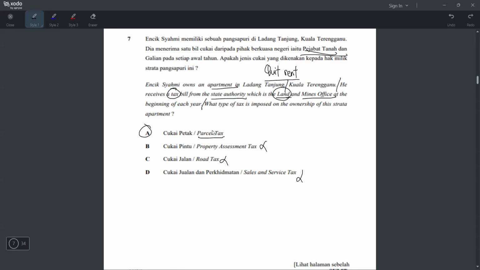It's just that parcel tax is for apartment and condominium. So dia sebenarnya sama. Cukai petak dengan cukai tanah benda yang sama. Cuma cukai petak, kita guna bila dia apartment. So parcel tax and quit rent is the same. It's just that we use parcel tax when it's an apartment. Alright, and they mentioned apartment here. So that is why the answer is A. Okay, that's all.